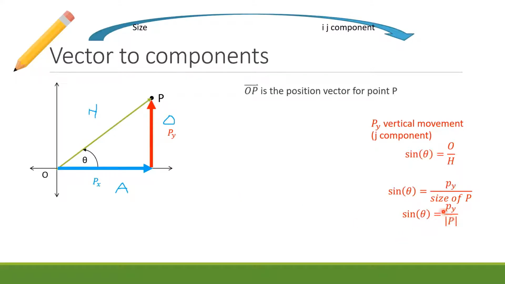We still haven't found a way to calculate P_y yet, but if I move this size of P over to this side, I get this. P_y equals the size of P times sine theta. And that is a great way to find out the vertical component of a vector by using sine. You have to know what this angle is, but it's a good way of working it out.